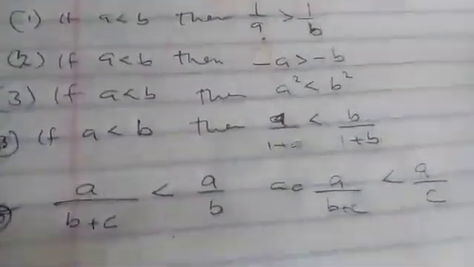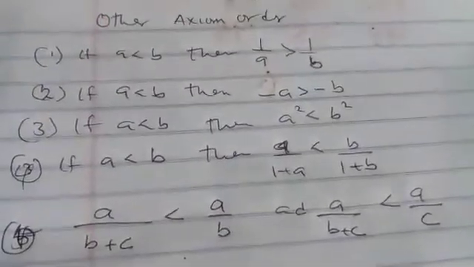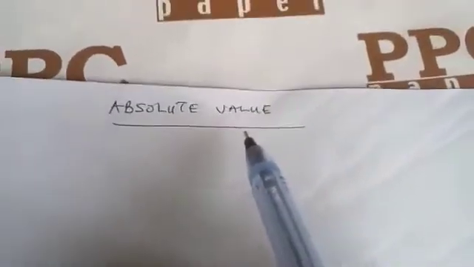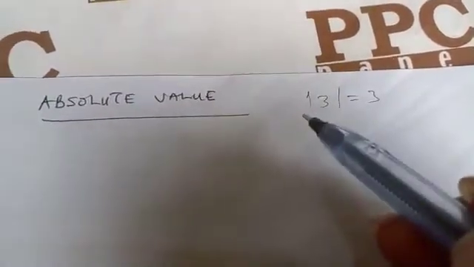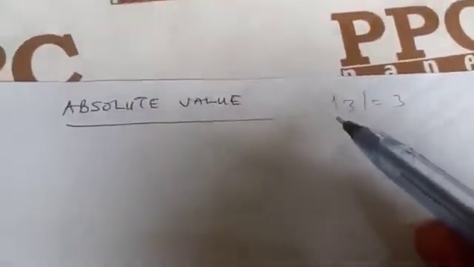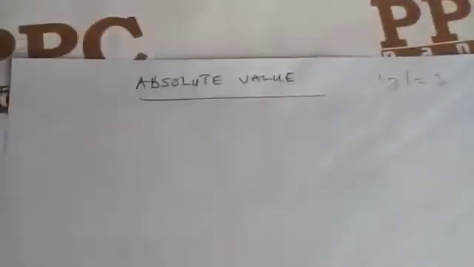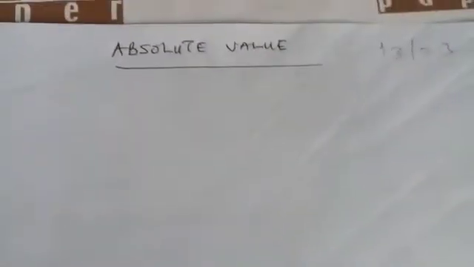So let's move to another interesting one, which is related to another axiom, and that is absolute value. It's what we are familiar with. You see that the absolute value of 3 is 3. At times we call it modulus, or we call it magnitude. So let's give the formal definition here in real analysis.